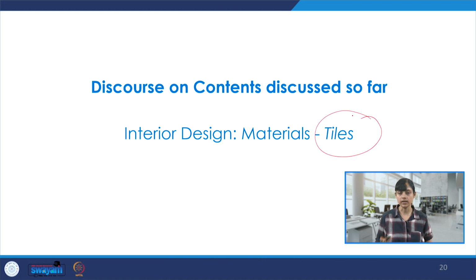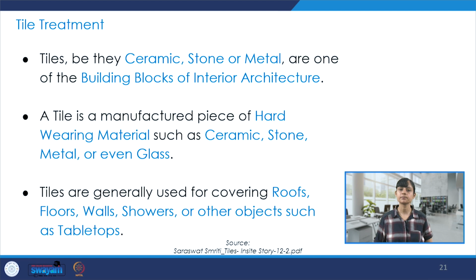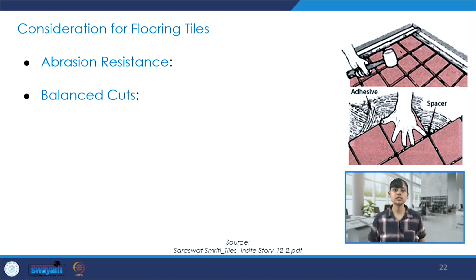Then we talked about tiles. Tiles are very, very important materials used extensively in interior design industry and all kinds of projects to achieve all kinds of scales and spaces. So we started to understand what are the different kinds of tiles which are available in the market, what kind of treatment we give to those tiles, and then how do we use them for covering roofs, floors, walls, showers, tabletops, etc.